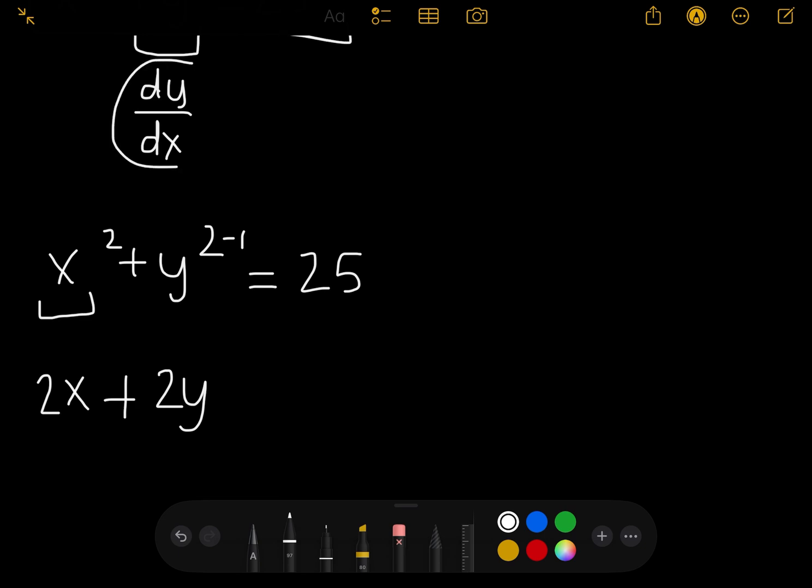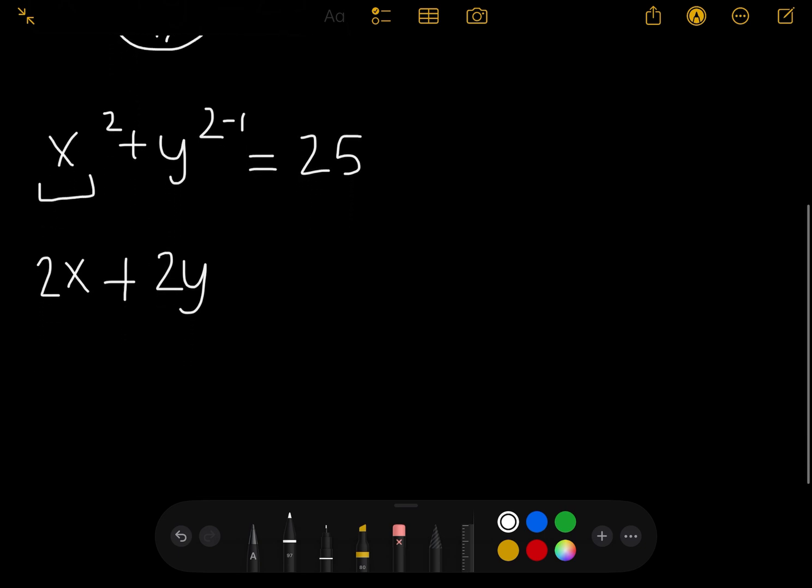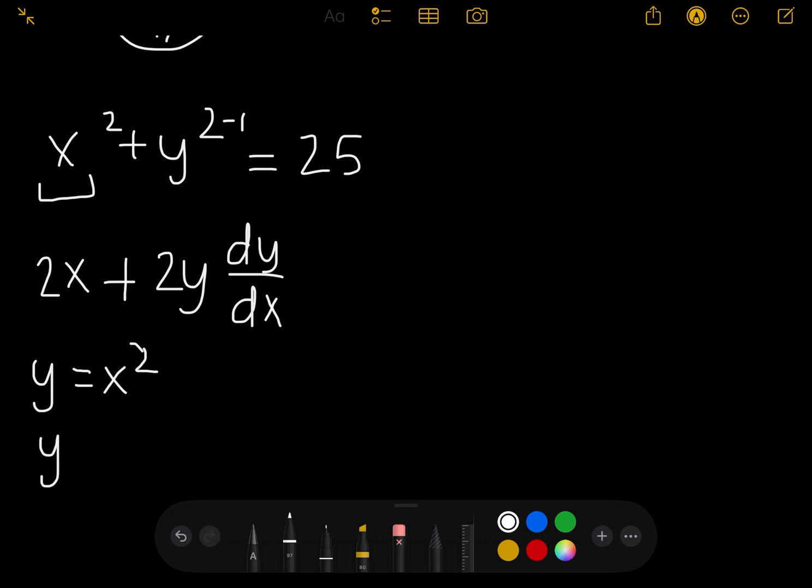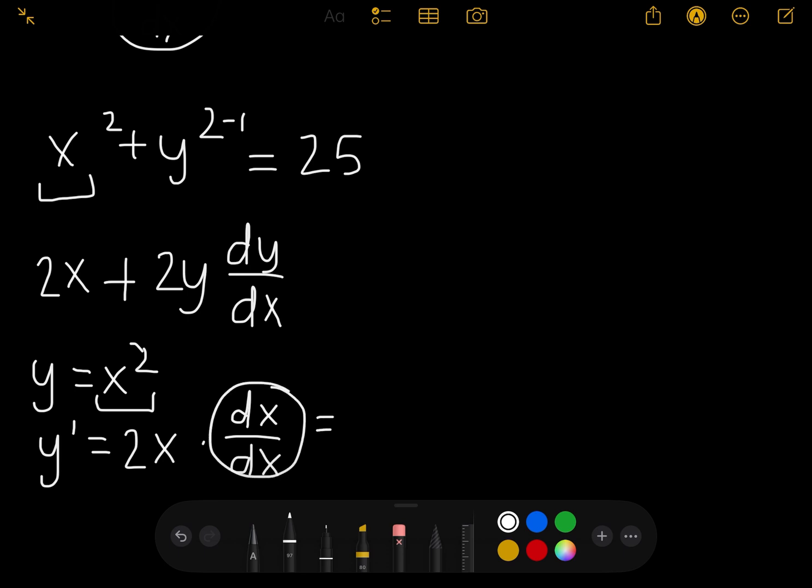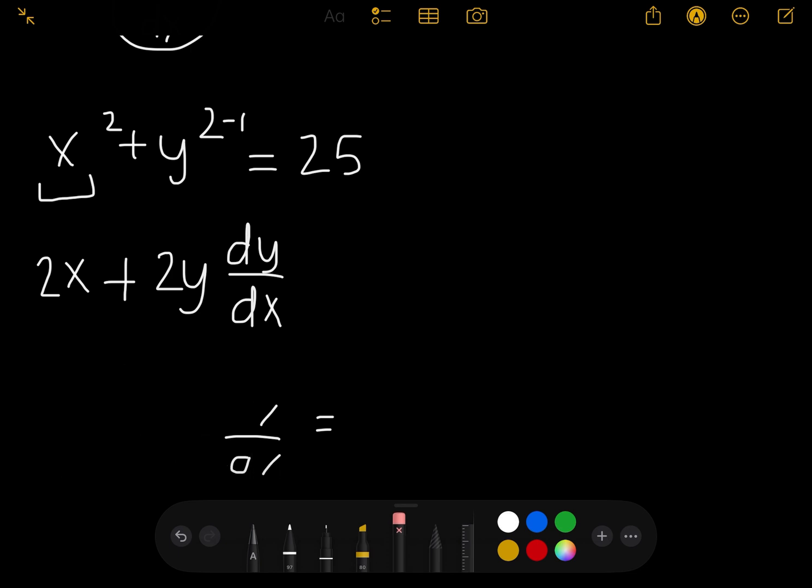And then now we need to multiply by dy/dx because y is a function of x. Technically, when we are doing derivatives with just x by itself in an equation, we are multiplying by dx/dx. So when we do the derivative of this, we do 2x times dx over dx. But since this would just equal 1, we typically just don't write it. So back to our original equation.